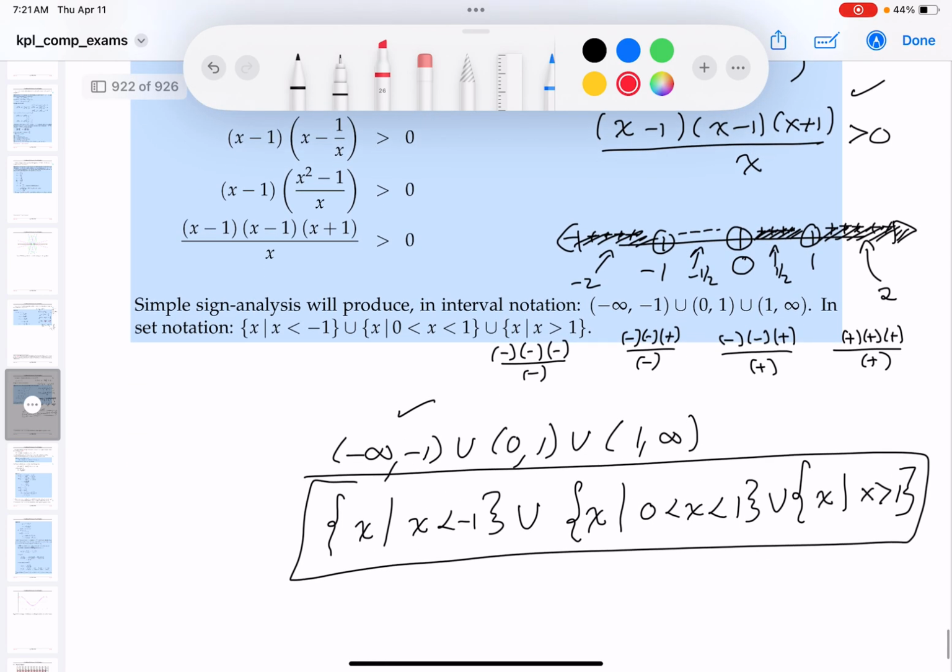All right, what answers are we getting over here? This is the answer over here. I put it in a box for a reason. I want to take the grader's attention to this box over here. And again, the way I read this is a set of x such that x is less than minus 1, union, the set of x such that x is between 0 and 1, union, x such that x is greater than 1. It's a set. All right, thank you.